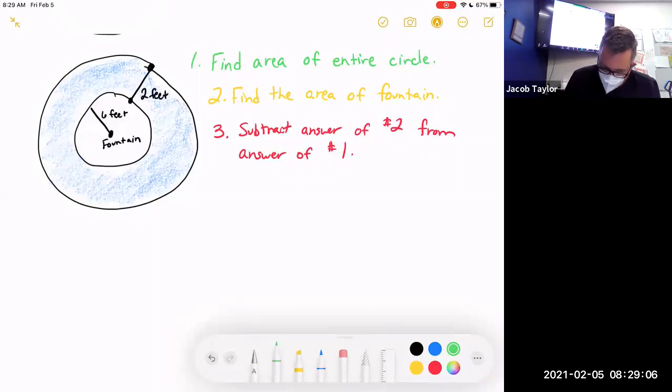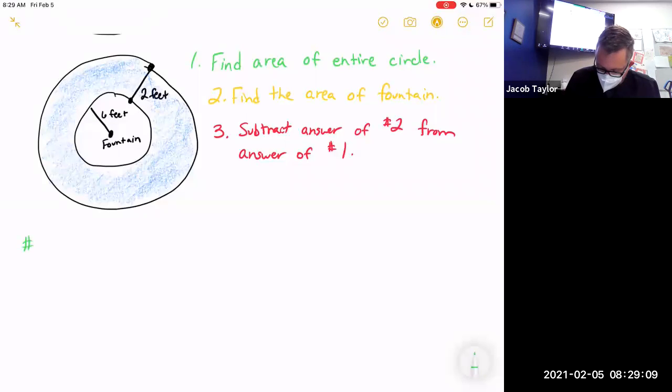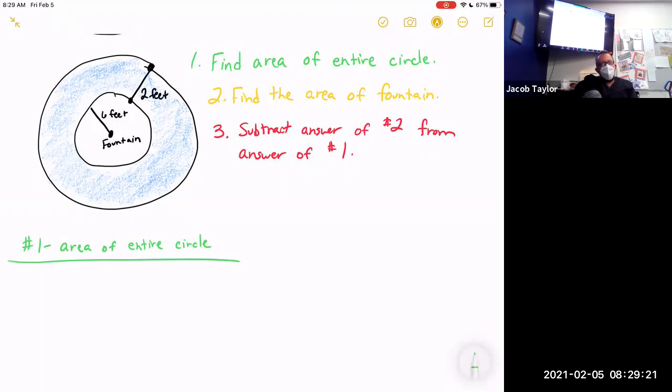Okay, step number 1. Area of the entire circle. Eight. Why 8? Exactly right. The radius of the fountain is 6. The path is 2. So the entire thing together is 6 plus 2. So I'm going to write it out like that. You don't have to write it out. You can just do 8. But I'm going to write out that it's 6 plus 2 squared so that we know where the 8 came from.